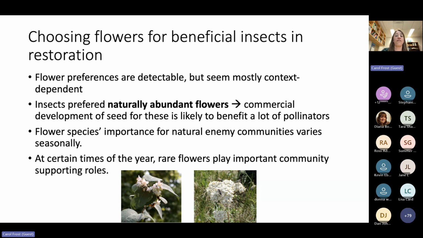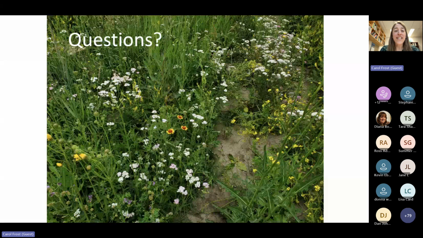These last 2 points kind of support the idea that we already know diversity is important, because the more species you have, the more you'll have some abundant, some rare, and those rare species will play some role. I'm not leaving all that much time for questions, so I will end there. Thank you very much for listening, and I'm really looking forward to your questions.